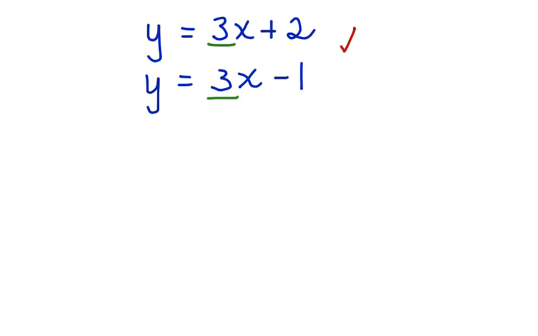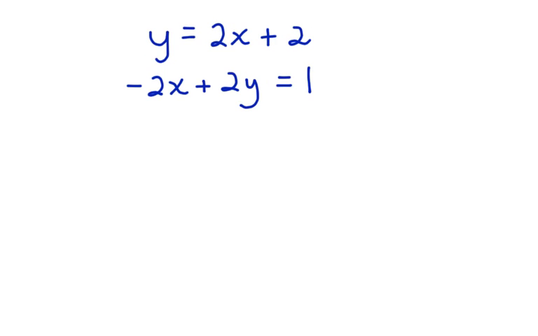Now, this is easy to see in this example because both equations are written in slope-intercept form. What about if they both weren't written in slope-intercept form? Can you figure out if the two equations have the same slope? Let's take a look. Here are two equations: y equals 2x plus 2 and negative 2x plus 2y equals 1.